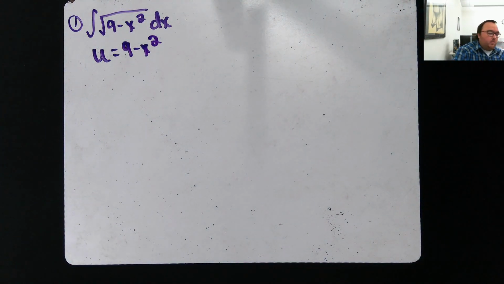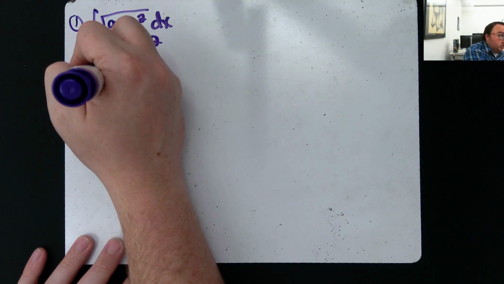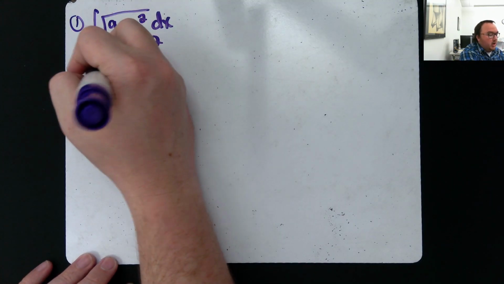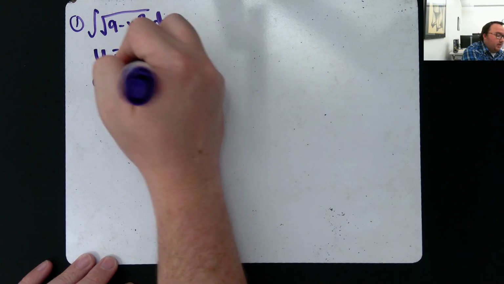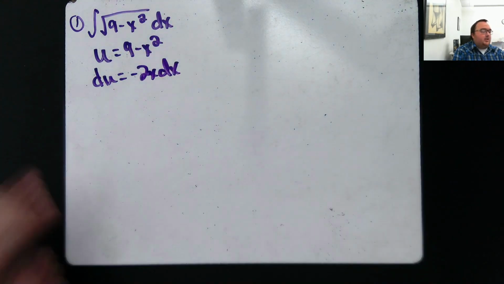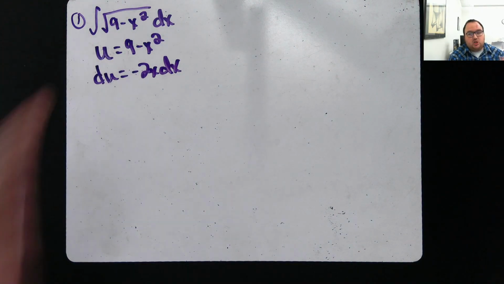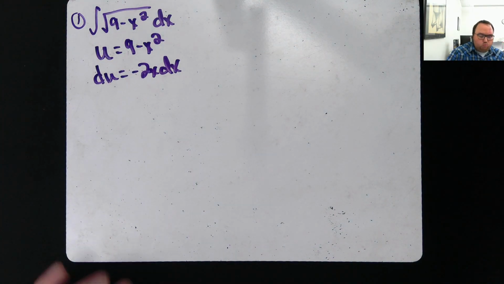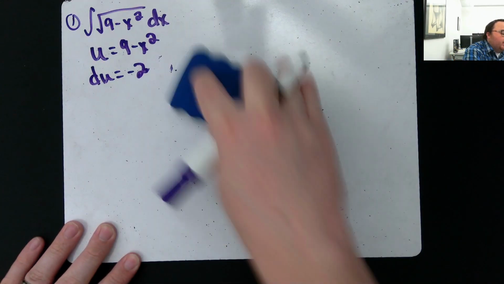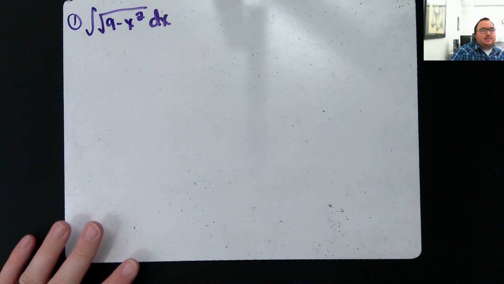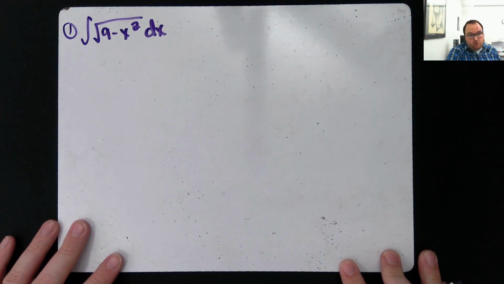But in order for that to work, the du would have to be negative 2x dx, and I do not have an x here to use. So that doesn't work here. So instead, what I want to do is see if there's another way I can rewrite this into something I can do, okay?